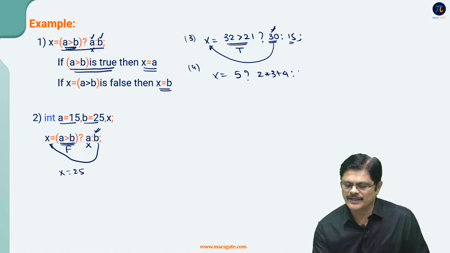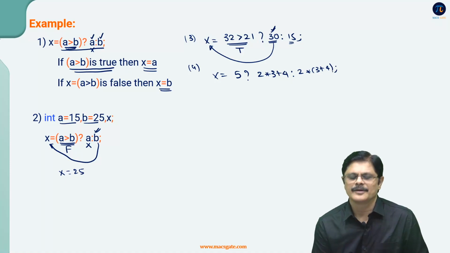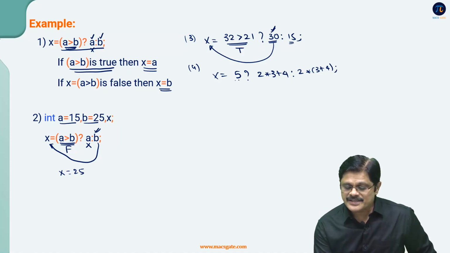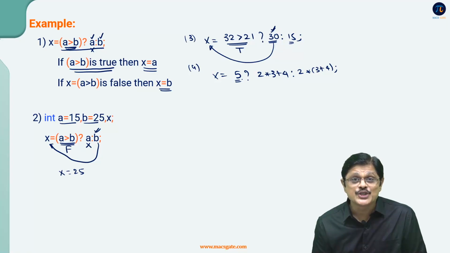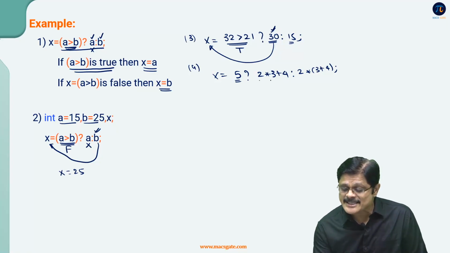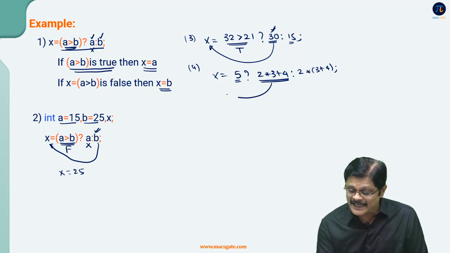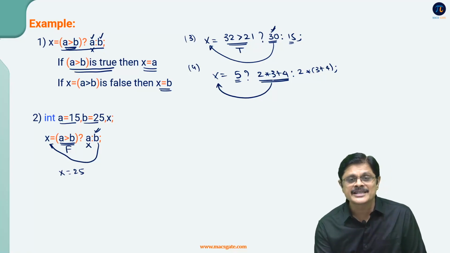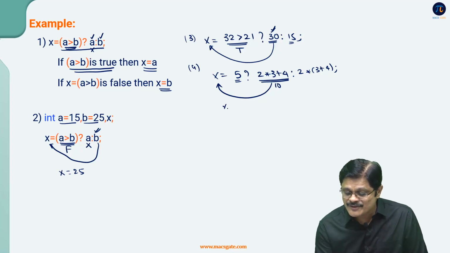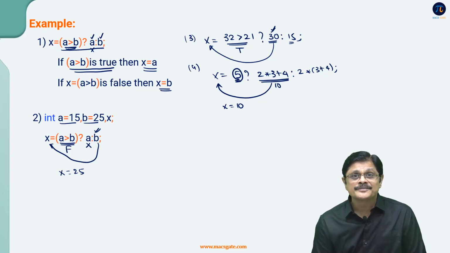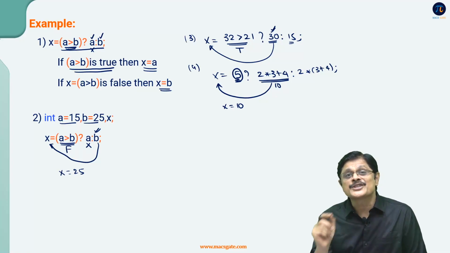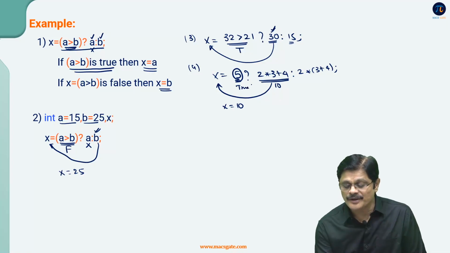Now, look at this. If you observe, this test expression is 5, and 5 is a non-zero value. Non-zero means expression 1 is evaluated and that is assigned to X. So this first expression is evaluated, 2 into 3 plus 4, that is 6 plus 4, 10. So the X value becomes 10. My dear friends, if it is a non-zero value, then it is considered as true. Non-zero is considered as true. Remember that.